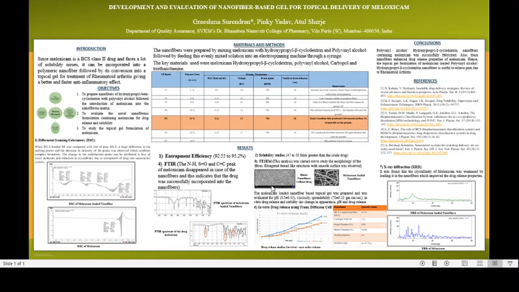Hello everyone, I'm Grishma and the topic for today is the development and evaluation of the nanofiber based gel for the topical drug delivery of meloxicam.